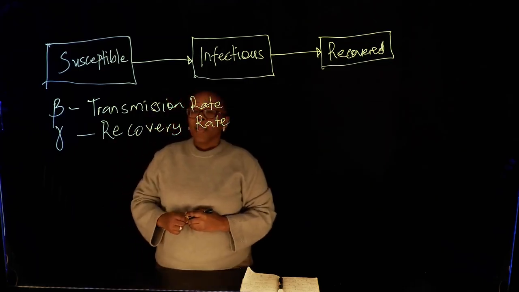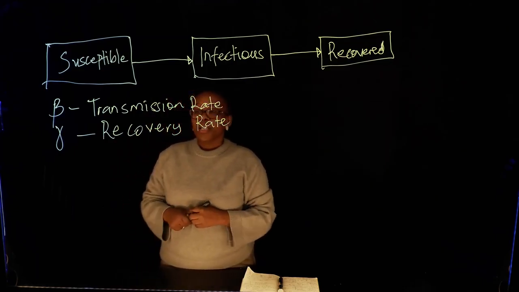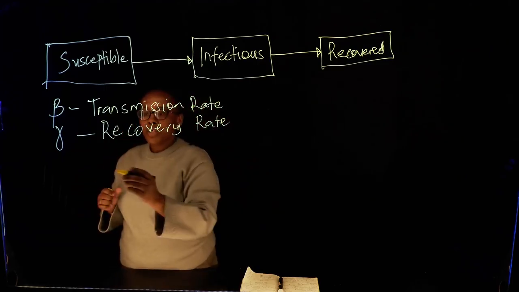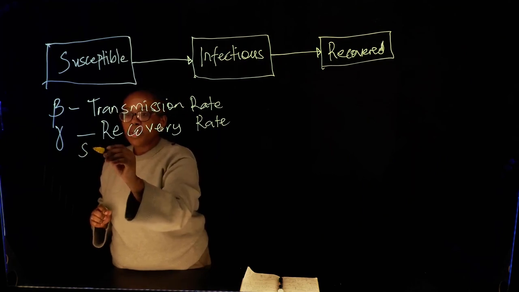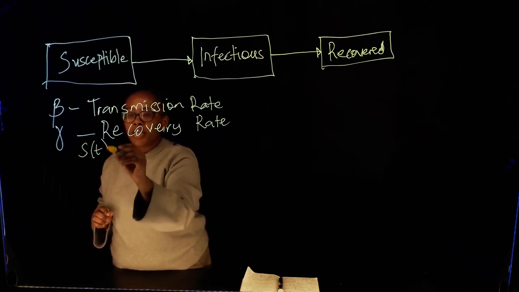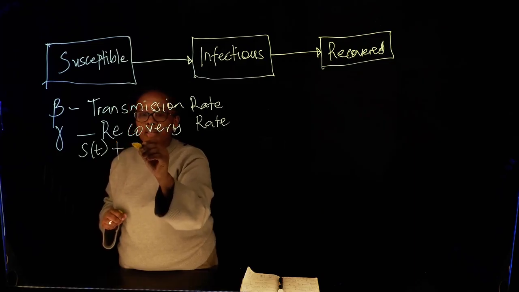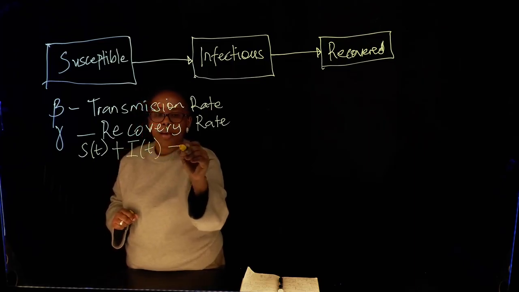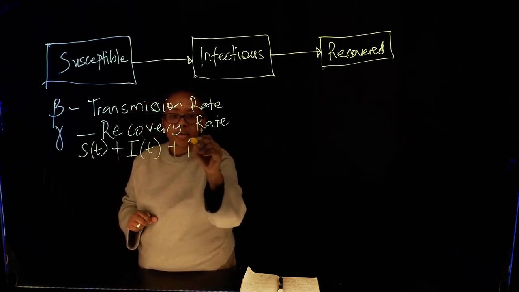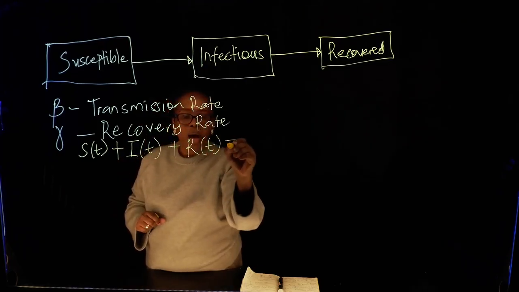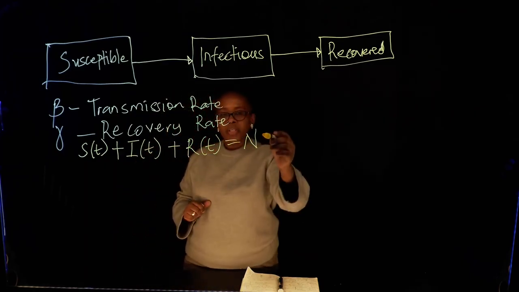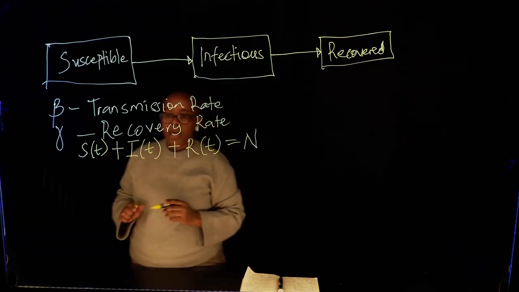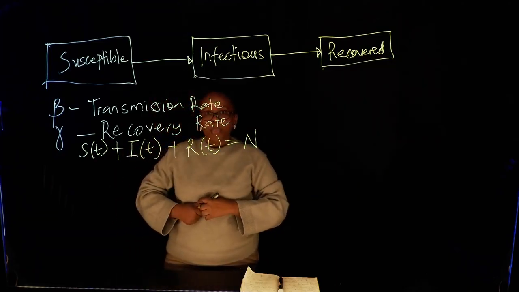Now, at any one point in time, because we said this population is closed, the susceptibles plus the infected plus the recovered total up to the total population, which is N. And remember, we said N is constant.